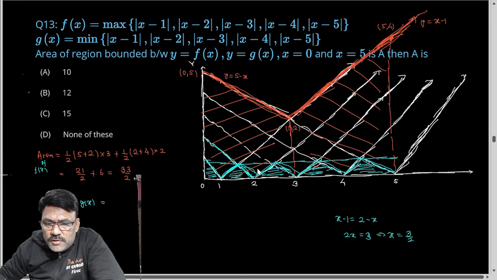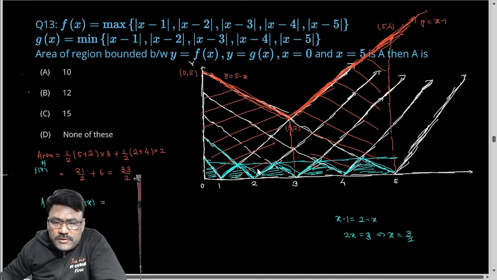And when I put x is equal to 3 by 2 here, the y coordinate will be half. So altitude is half actually here. These four triangles, 1, 2, 3, 4, all have same area. The four triangles have base length 1, altitude length half.